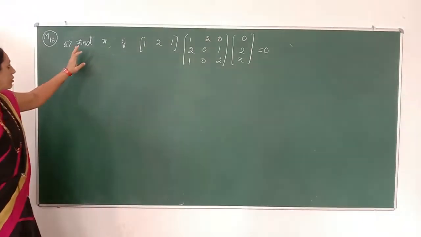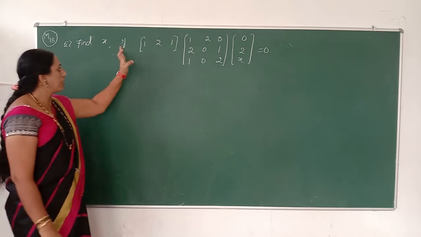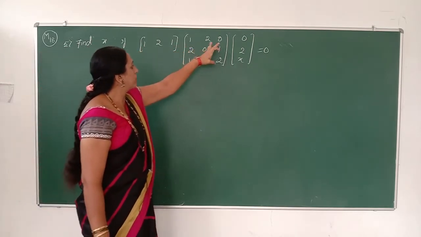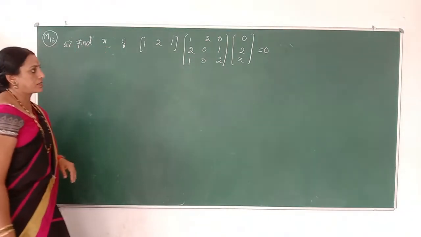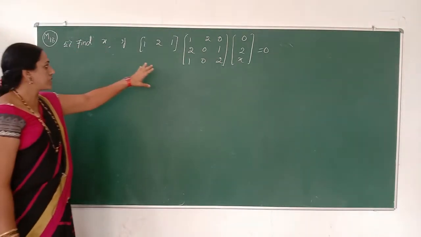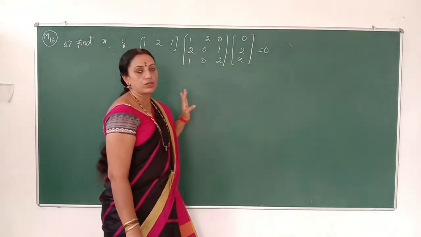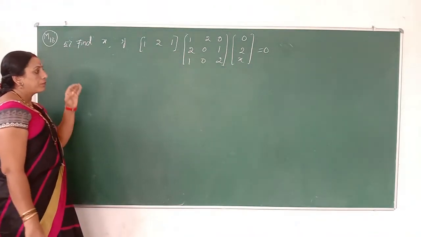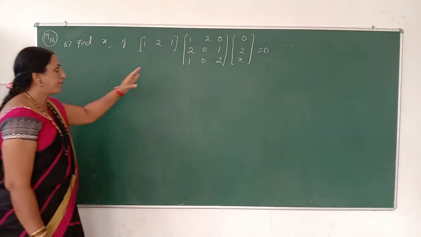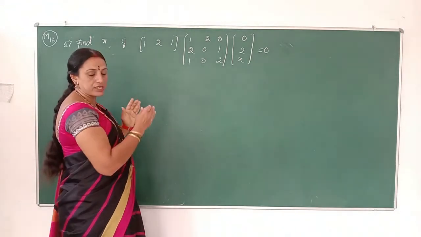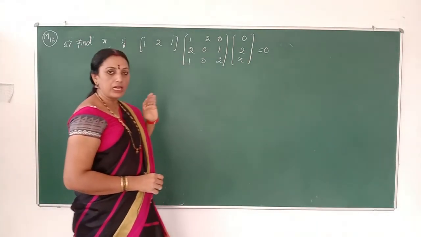Next one. Find x. Small x is represented for the elements of the matrix. If [1 2 1] times [1 2 0; 2 0 1; 1 0 2] times [0 2 x] transpose equals 0. So, if these are in the form of a product of 3 matrices equal to the zero matrix, by using that condition we find the value of x. Product of 3 matrices means all the 3 matrices get multiplied with each other and the elements are compared with the RHS.